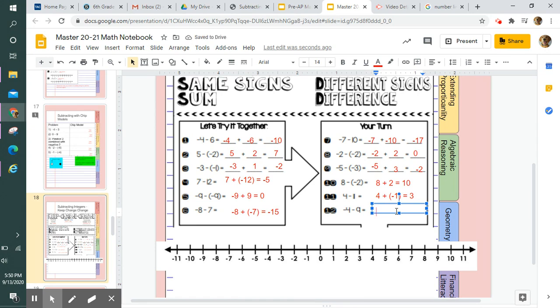All right, the last one here. We're going to keep negative 4, change to addition, and change positive 9 to a negative 9. So negative 4 plus negative 9 is going to give us negative 13 as our answer.